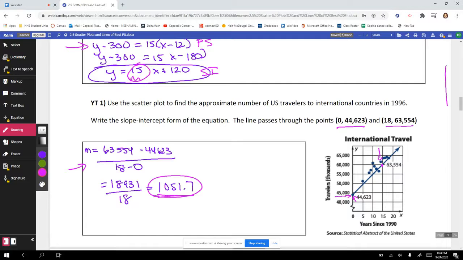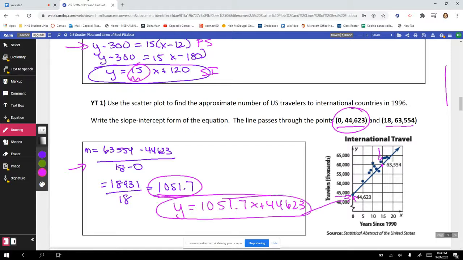I have 1051.7, so a little over 1,000 per year. Now, I could go to point slope if I wanted to, but remember, I could go right to slope intercept form because I have the y-intercept there. So I have y equals 1051.7x plus 44,623. That's our y-intercept, which they tell us, and it looks like for every year that goes by, we have a little bit more than 1,000 travelers traveling to international countries.